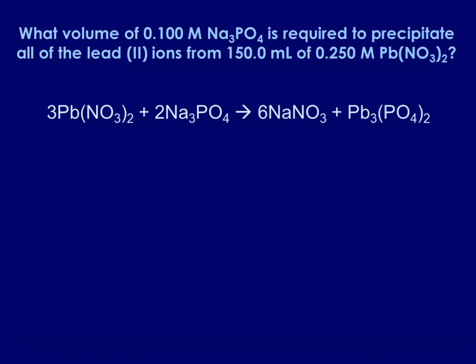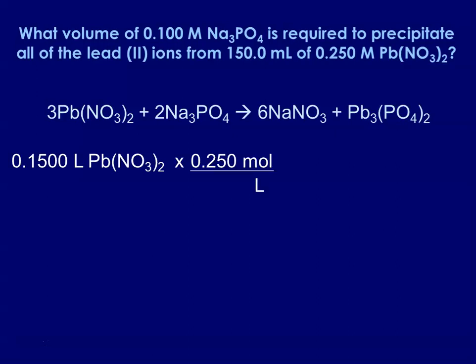So I want to figure out which reactant is limiting, and I only have the information to find moles about one of my reactants, the Pb(NO3)2, so that has to be my limiting reactant. I would take its volume and its molarity to find its moles. And now I can use stoichiometry to figure out about Na3PO4. If I want to find the volume of 0.1 molar Na3PO4, I need to have moles so that I can use moles and molarity to help me find volume.